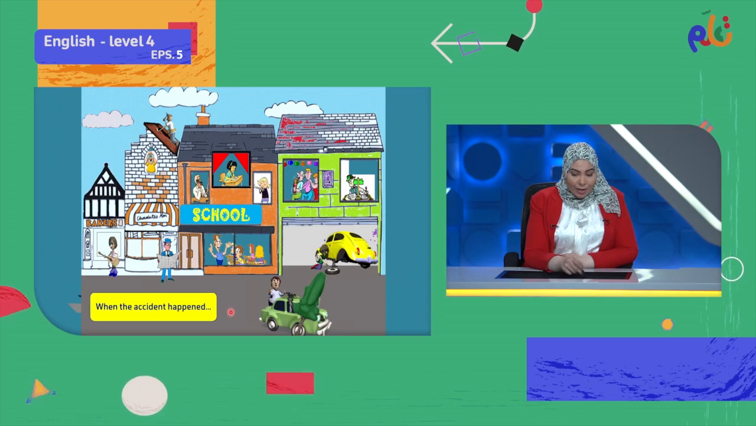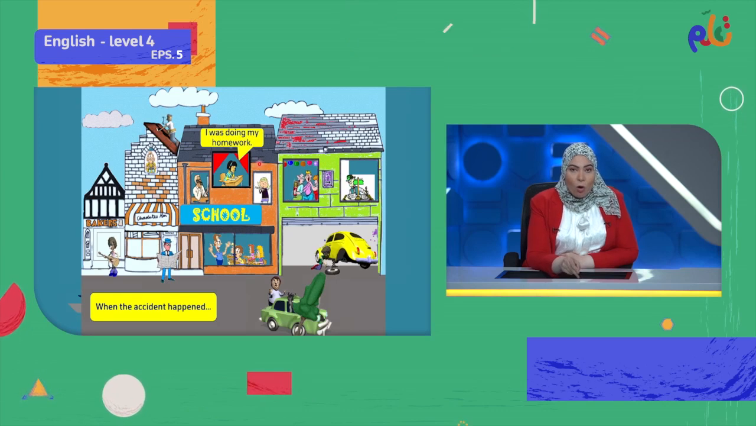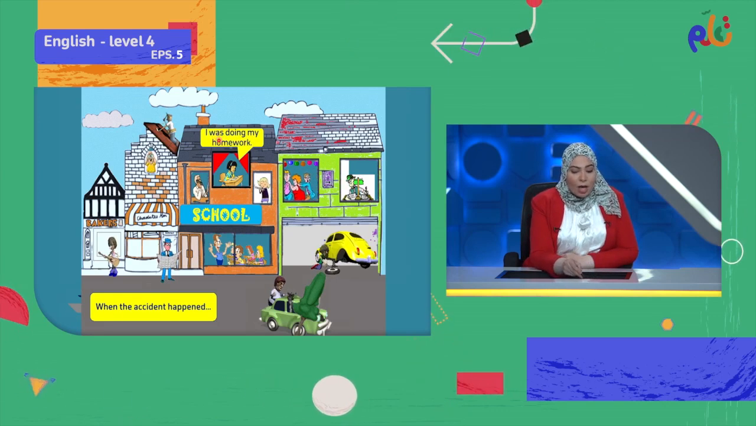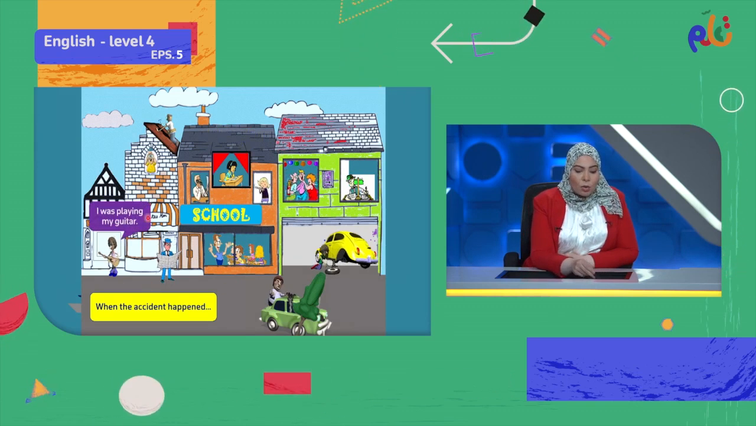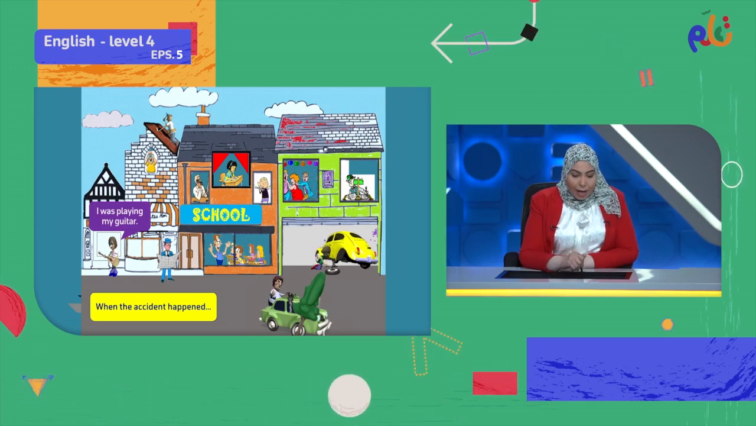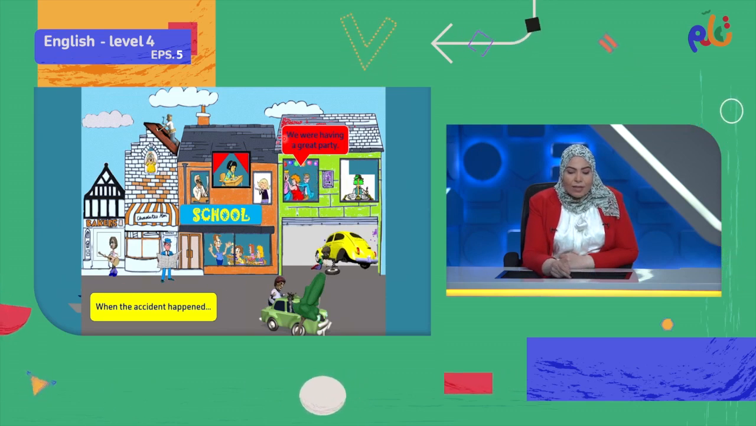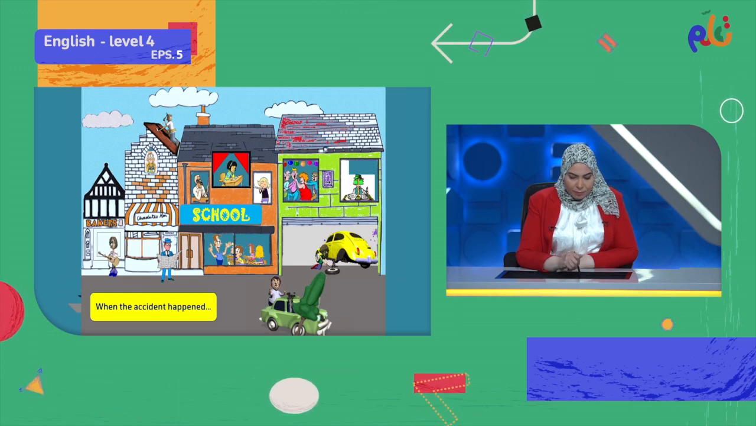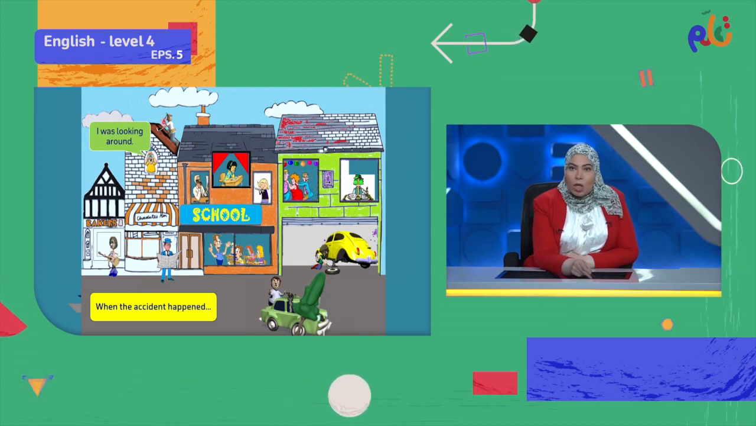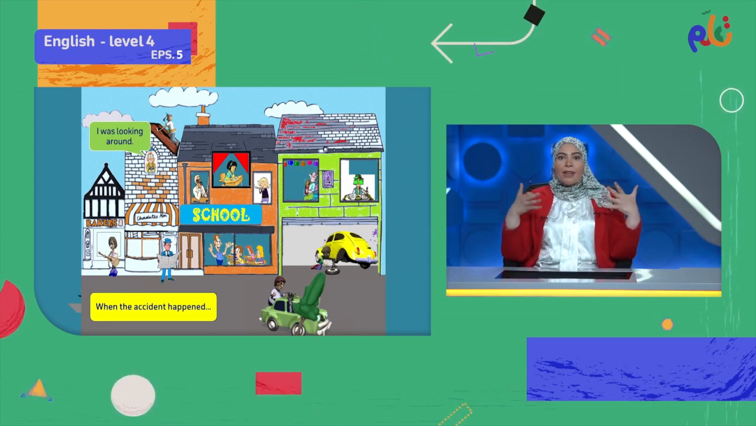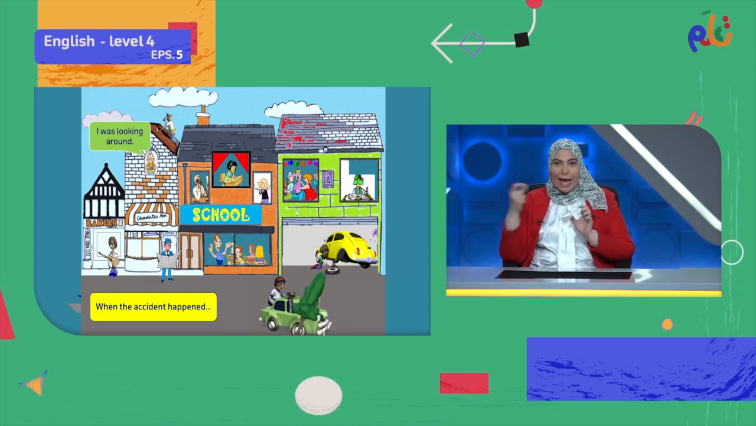when the accident happened, and here we have the first person, I was doing my homework. So when the accident happened, I was doing my homework. And somebody else said, when the accident happened, I was playing my guitar. And another person shared, when this accident happened, we were having a great party. And somebody else said, when the accident happened, I was looking around. So different things were happening and everybody stopped what he was doing when the accident took place.